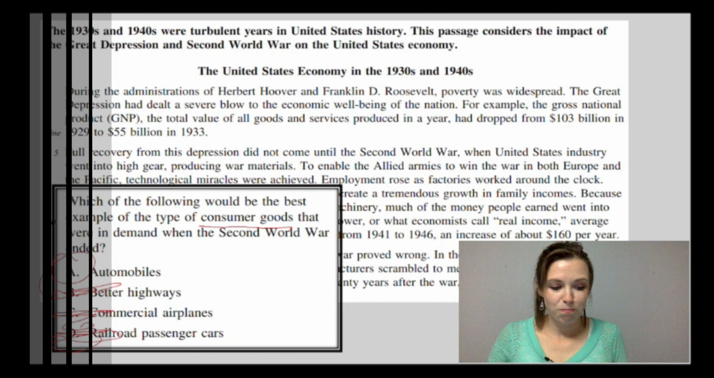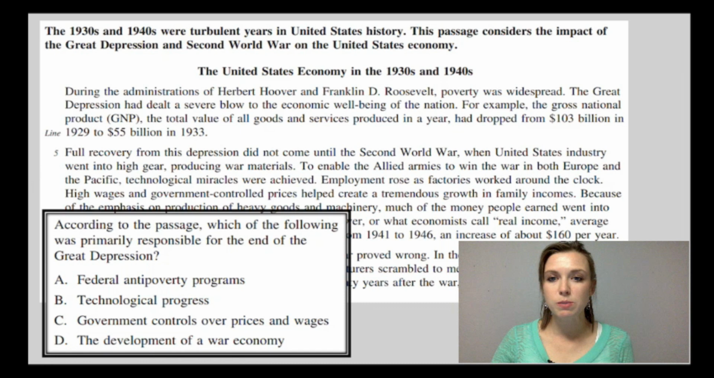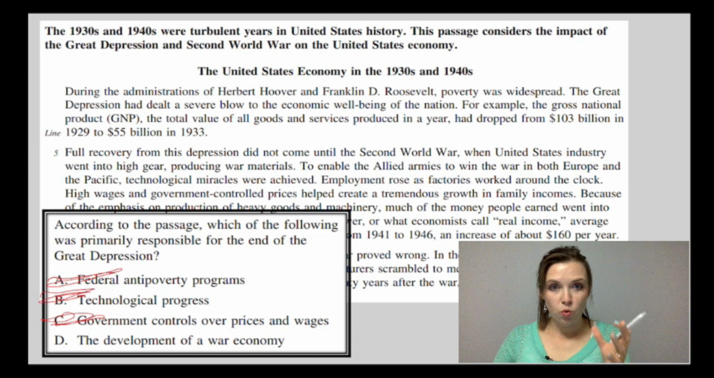According to the passage, which of the following was primarily responsible for the end of the Great Depression? Federal anti-poverty programs. Doesn't really talk about that in here. Technological progress. There was some, but it was not responsible for the end of the Great Depression. Government controls over prices and wages did not end it either. The development of a war economy, that's what ended the Great Depression, because we developed this war economy, people were getting jobs, and that is what ended it. Then people had money coming in, people were going overseas and receiving stipends, that sort of thing.